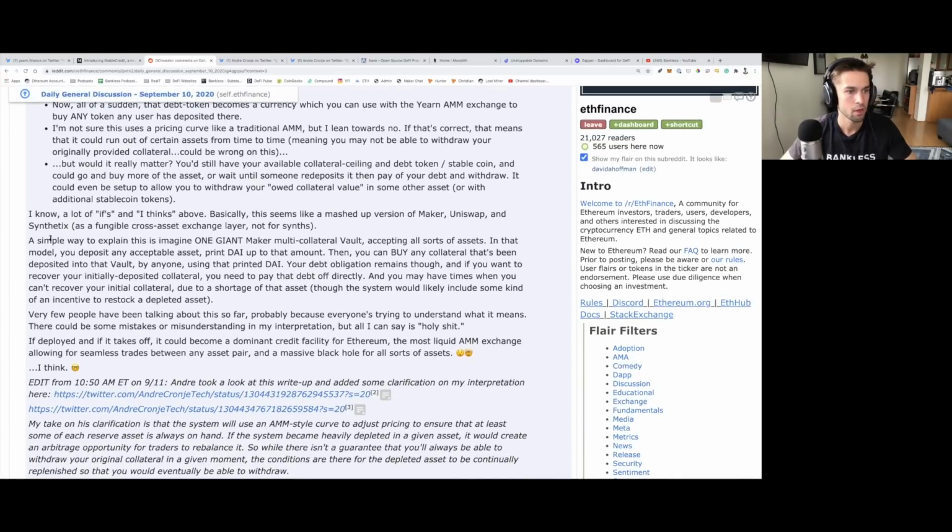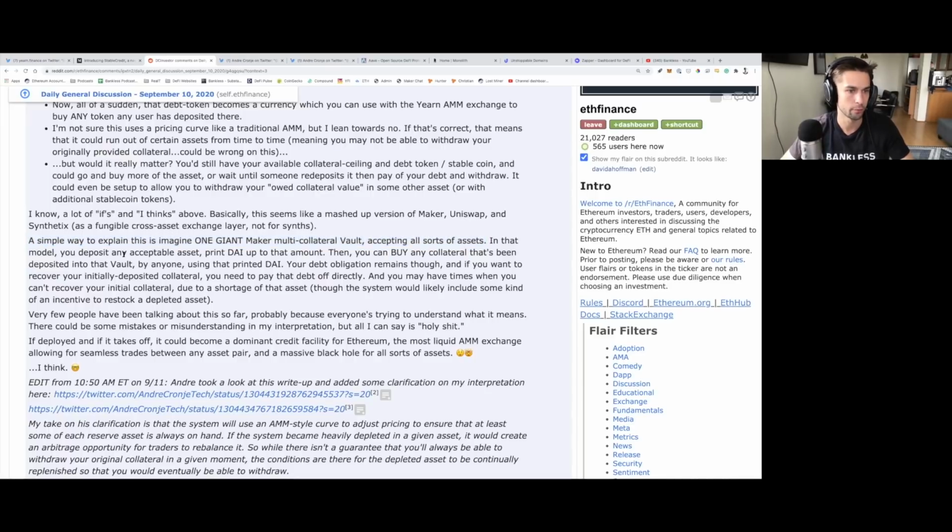Let's see. A simple way to explain this is imagine one giant Maker multi-collateral vault accepting all sorts of assets. All right, so that's like the best summary so far that we've gotten. It's one gigantic Maker vault, but think of it also like Compound or Aave, where you can deposit many, many assets into them, or yeah, multi-collateral also works.